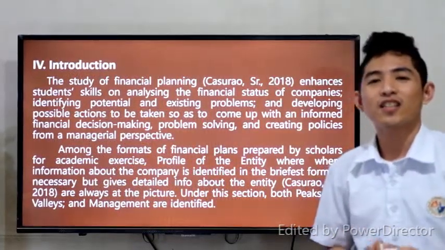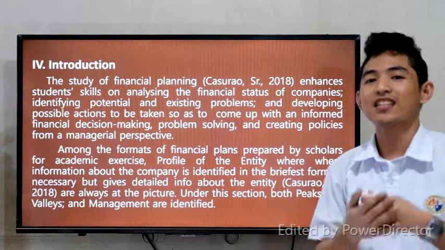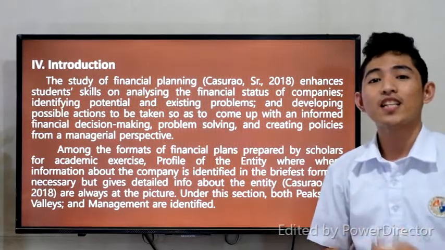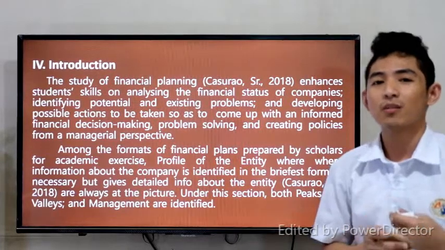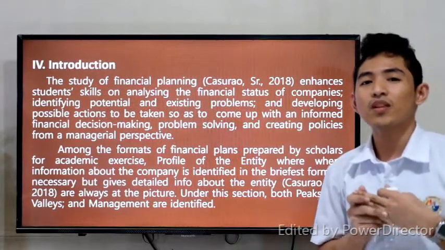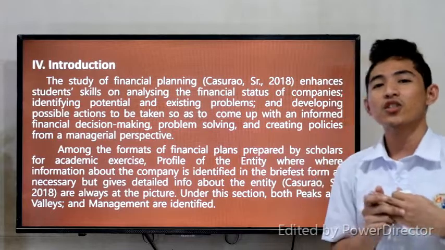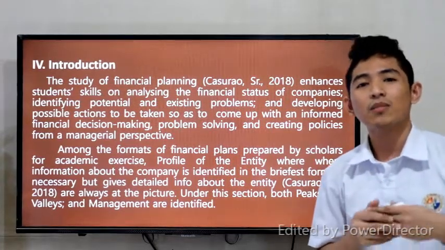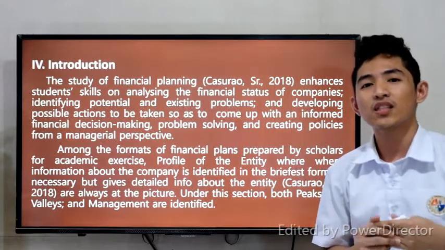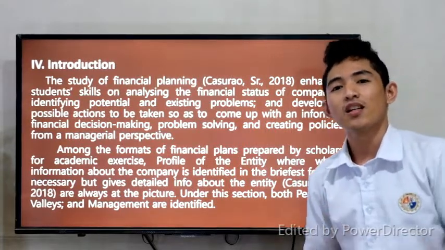According to some scholars, studies of financial plans enhance the student's skills in financial analysis, identification of potential and existing problems, and the development of best possible courses of action so as to come up with informed financial decision making, problem solving, and the creation of policies from a managerial perspective.